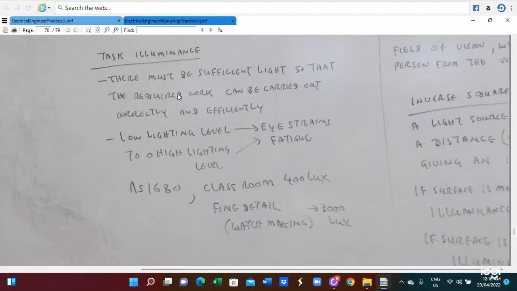So regarding the illumination control, we need to follow the AS1680. This is the AS1680 standard for illumination control. Every classroom must have 400 lux, and for any detail work, up to 3000 lux will be required.